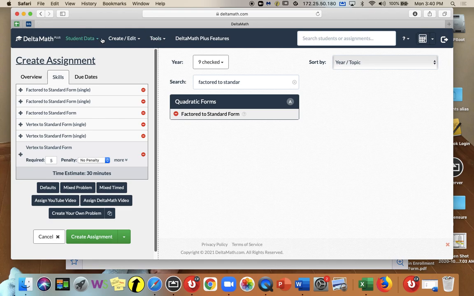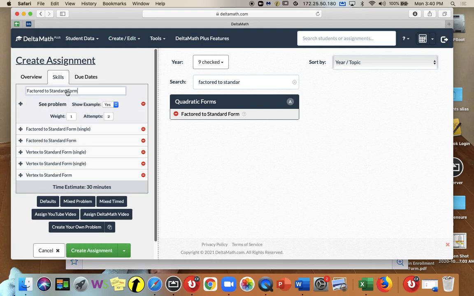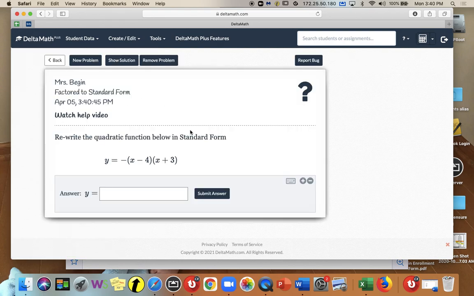So once you click into the assignment, it's called Converting to Standard Form. We will click on the first one, and it will look something like this. Rewrite the quadratic function below in standard form. And if you remember, standard form is when we multiply everything out, we get rid of the parentheses. So I'll show you the steps for this one. Let me write it down first. So we have y equals negative (x minus 4)(x plus 3).